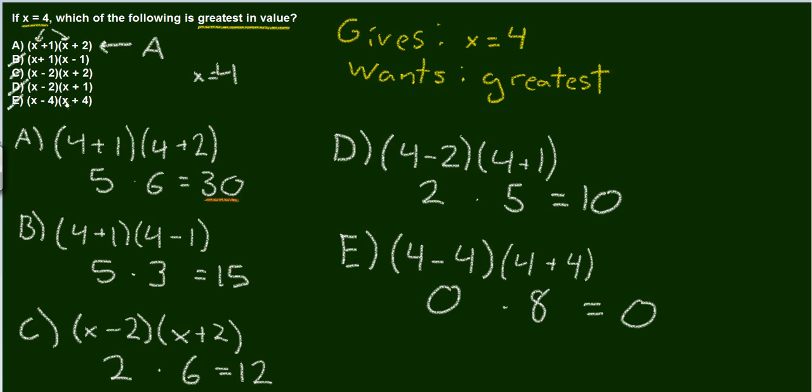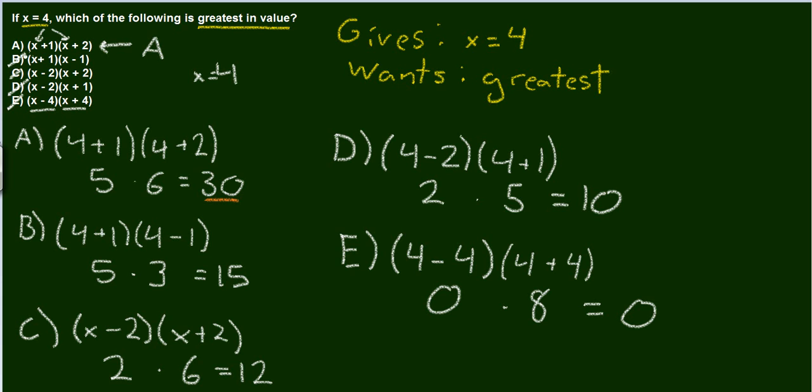Now E is a little tricky because E does have this x plus 4 in it. If we only looked at that side, x plus 4 is going to be bigger than x plus 1 or x plus 2. But it gets a little iffy once you have that 4 minus 4, because that's going to get a 0 like we showed. So with E, make sure to look at both parts of the answer, and we can rule that out right off the bat.